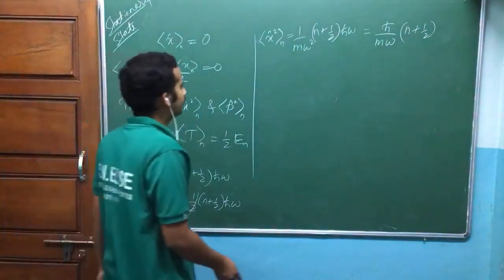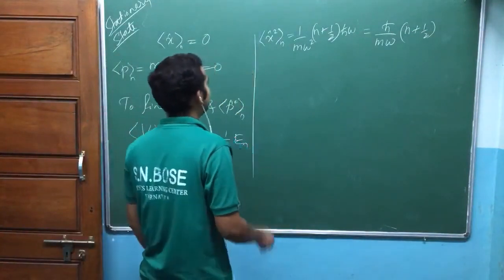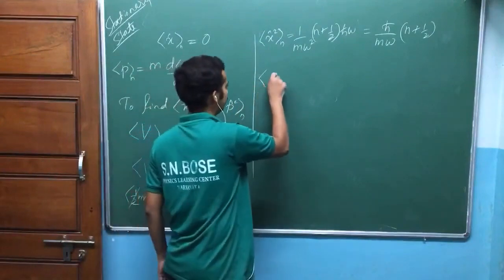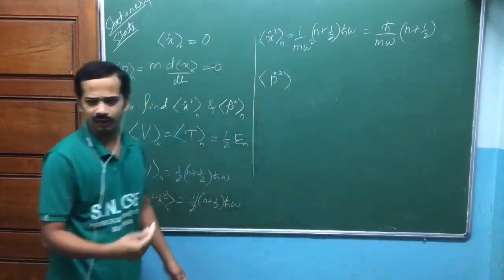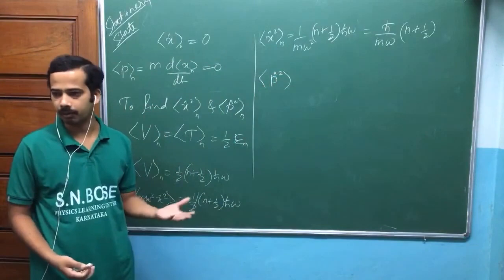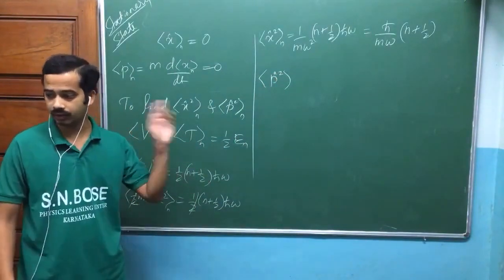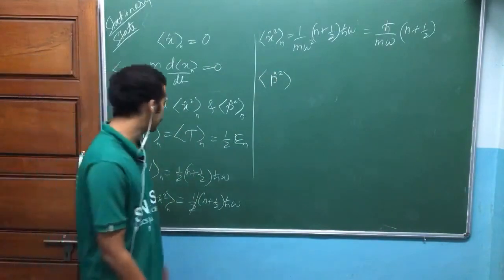That's correct. Now similarly, if you need the expectation of p cap square, again the operator method is quite lengthy, am I right? You should take the p cap operator in terms of a plus and a minus, take the square, and then take the expectation. That's also quite lengthy. Again, go for this one.